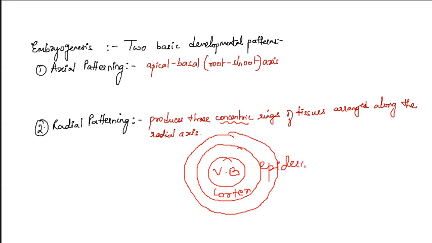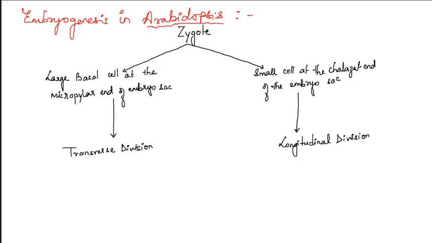Now we will study and focus on the axial patterning, which is apical basal root shoot axis formation. So embryogenesis in Arabidopsis we have to study in detail, from where the questions are framed. A lot of questions come from here. So during the initial stage the zygote first shows asymmetrical division, where it will form apical cell and basal cell. This apical and basal cell, this is the asymmetric division.